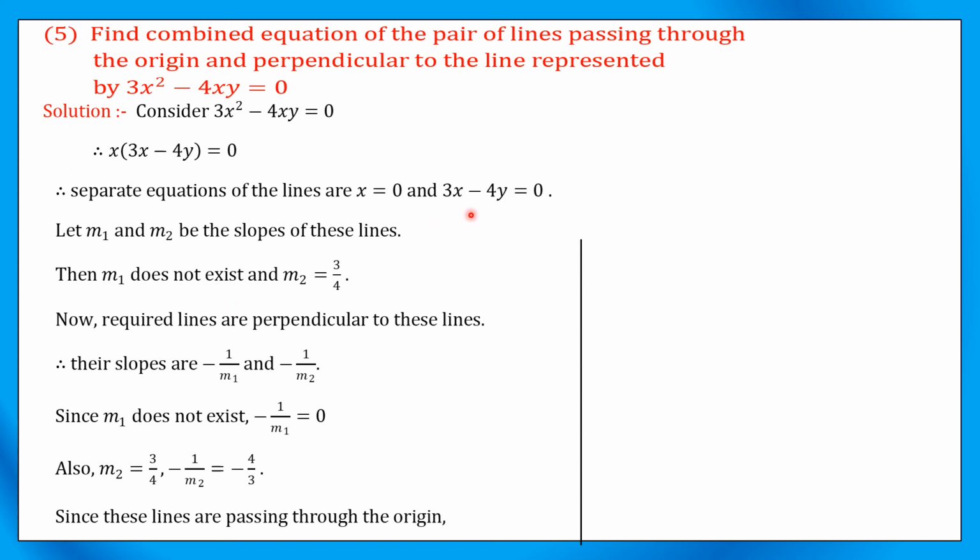Here is this line. Then we have to find its slope, which is minus the coefficient of x, 3, divided by the coefficient of y, minus 4. Then we get m2 equal to 3 divided by 4. Now the required lines are perpendicular to these lines. Therefore their slopes are minus 1 divided by m1 and minus 1 divided by m2. Since m1 does not exist, this line is the y-axis. The required lines are perpendicular.